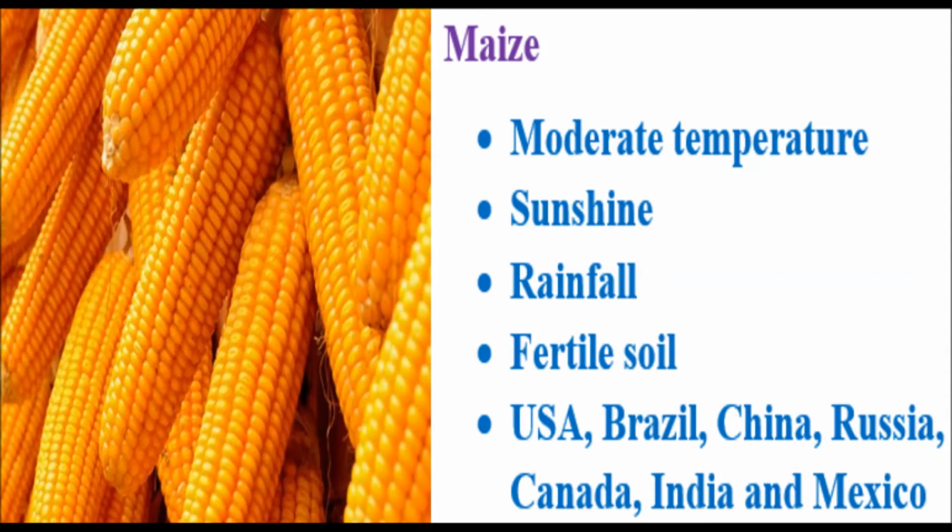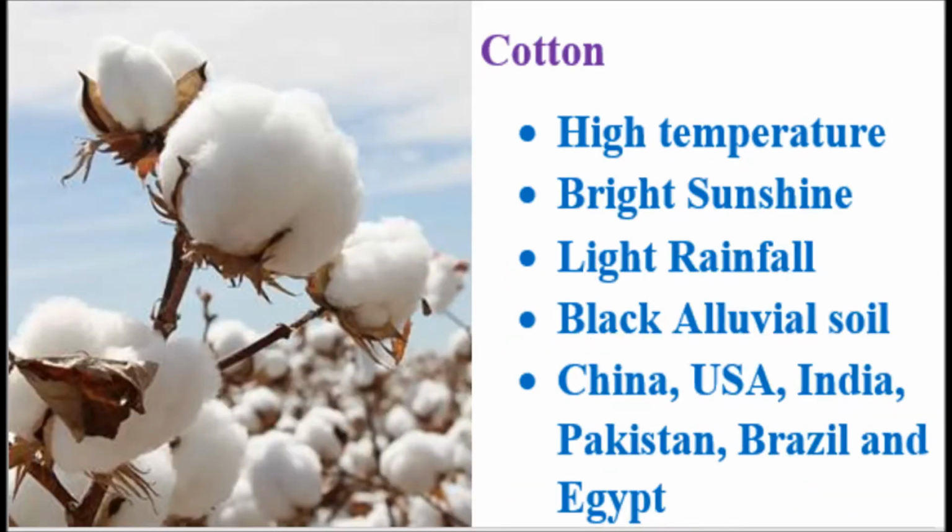Cotton requires high temperature, light rainfall, and bright sunshine for its growth. It grows well on black and alluvial soil. China, USA, India, Pakistan, Brazil, and Egypt are the leading producers of cotton. It is a raw material for the cotton textile industry.